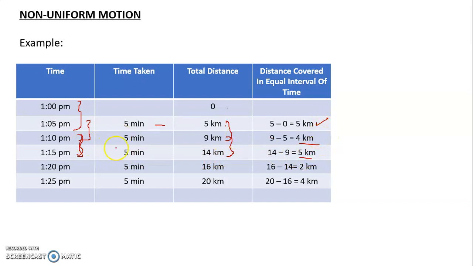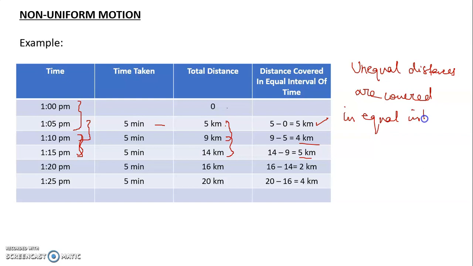So you see, at every 5 minutes different distances are covered. Unequal distances are covered in equal intervals of time, that is, in 5 minutes, right? So we call such motion non-uniform motion. Whenever unequal distances are covered in equal intervals of time, such motion is known as non-uniform motion.